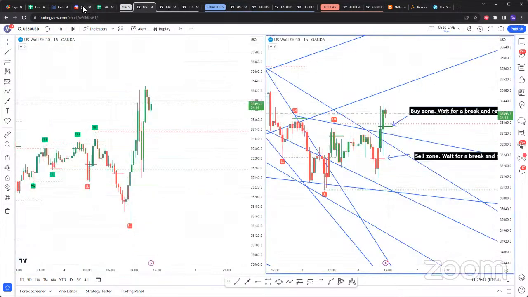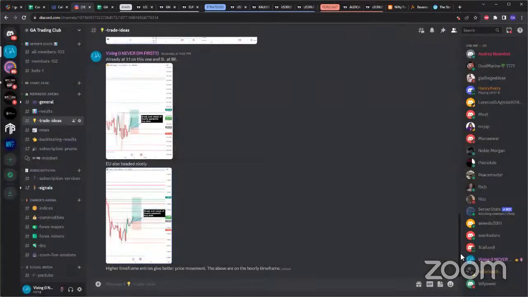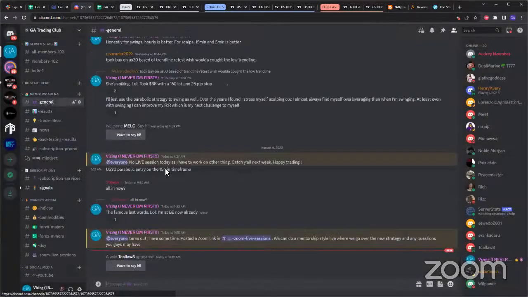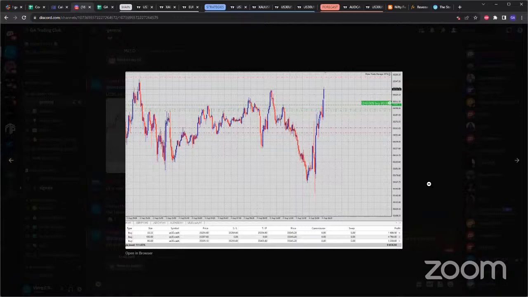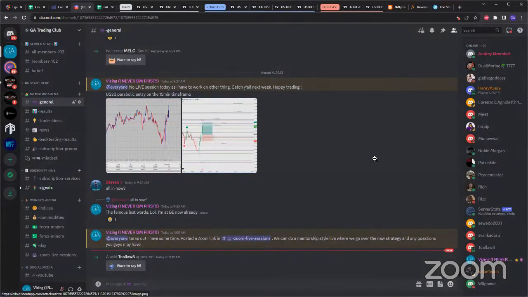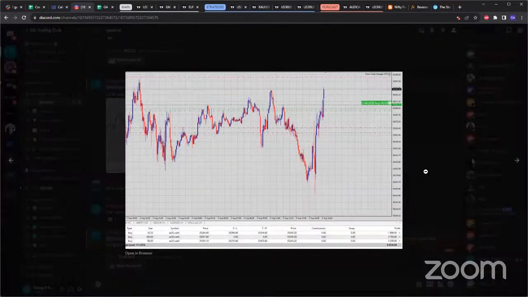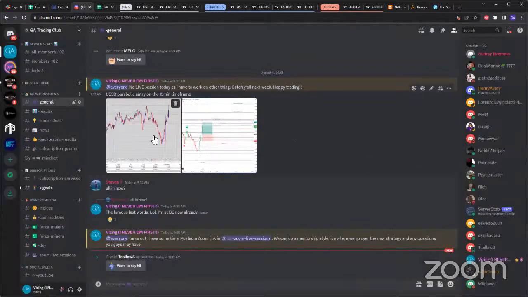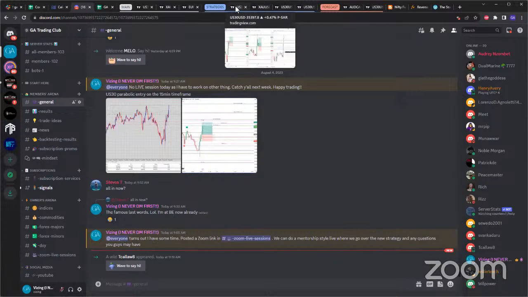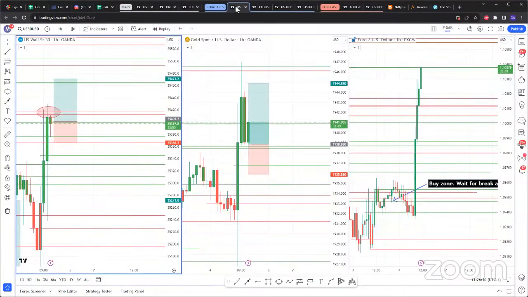I took buys on US 30 this morning, and I sent them in the group. These are the trades I took on US 30. But as much as I made all this money, to be honest with you guys, I over leveraged. So this is why I don't want to use this strategy. Every time I scalp, I find myself over leveraging. So this is the reason I'm using this strategy to swing trade or to improve my swing trades.